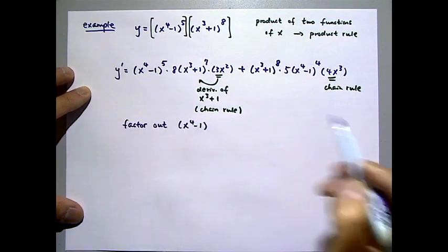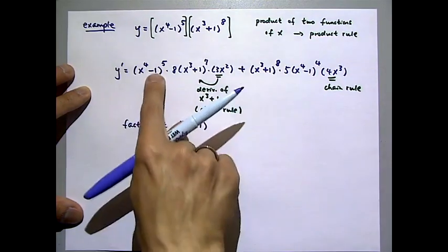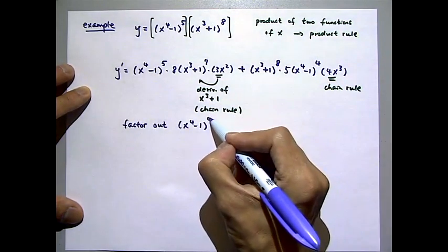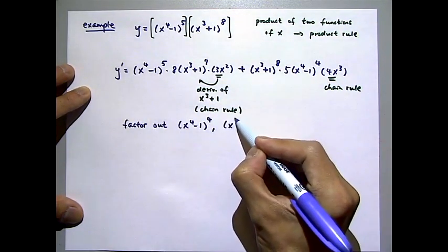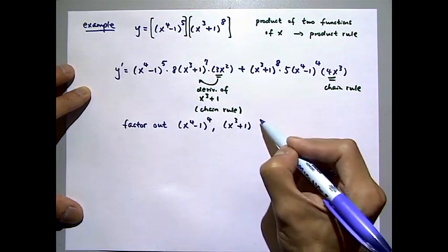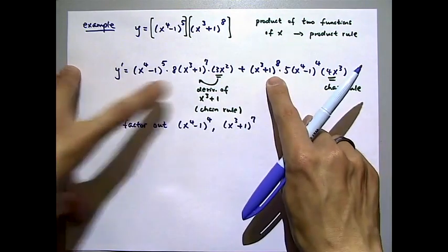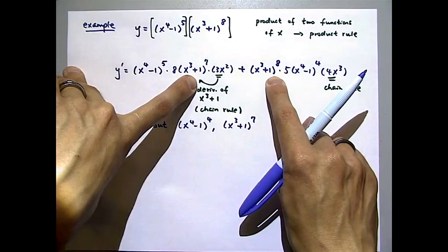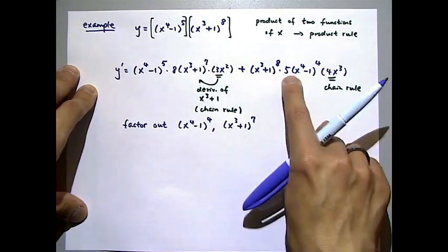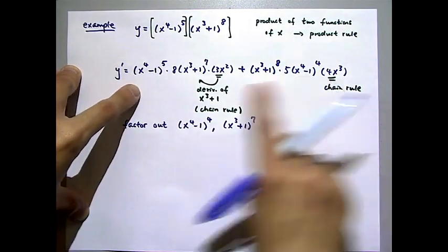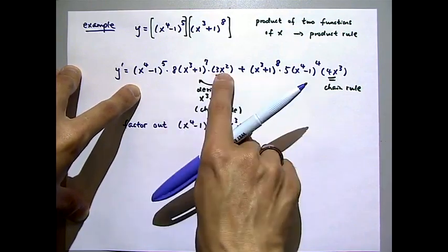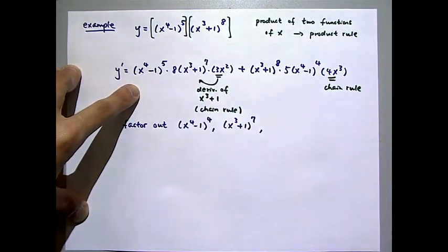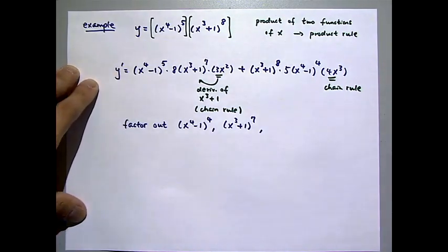I'll factor out x to the fourth minus 1 to the power of 4, and x cubed plus 1 to the power of 7. You take out the one with the lower power. And then here I have a 20x cubed and 24x squared. So I could also take out, let's see, 20 and 24, they have a common factor of 4, right? 4x squared, thank you.